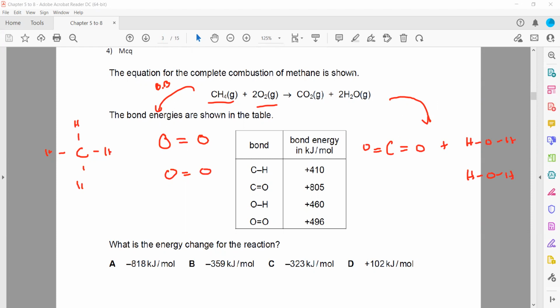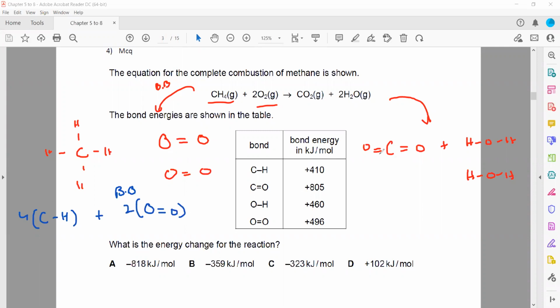Now the energy change is equal to bond breaking minus bond forming. So for the bond breaking energy, how many bonds are we breaking? We are breaking C-H bonds. How many C-H bonds are broken? 1, 2, 3, 4. So 4 C-H bonds are there. And we are also breaking oxygen double bonded with oxygen bonds. How many O=O bonds are broken? That is 2. So O=O multiplied by 2.